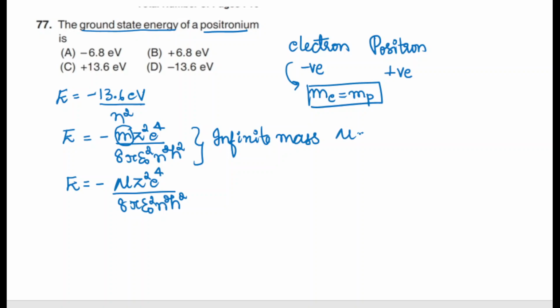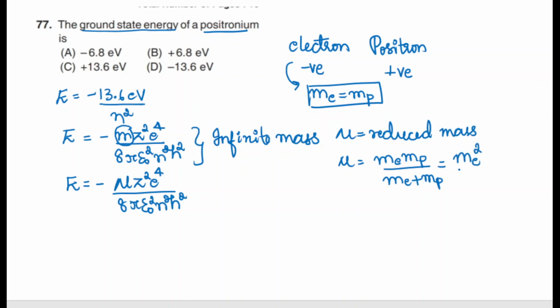Mu is nothing but the reduced mass. Okay, how to find this reduced mass? The reduced mass formula is nothing but, here in this picture, mass of the electron into mass of the positron divided by mass of the electron plus mass of the positron. As I told, mass of the electron and the mass of the positron are one and the same. So it will be me square divided by 2 times me. Me and one of the me get cancelled. Now the reduced mass mu is equal to me divided by 2.